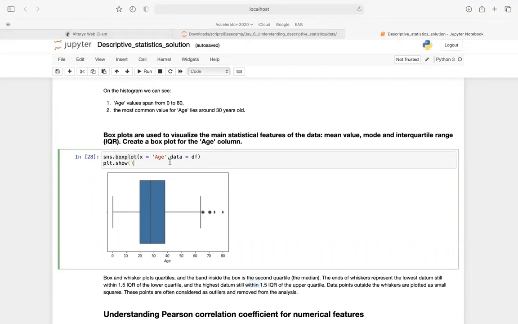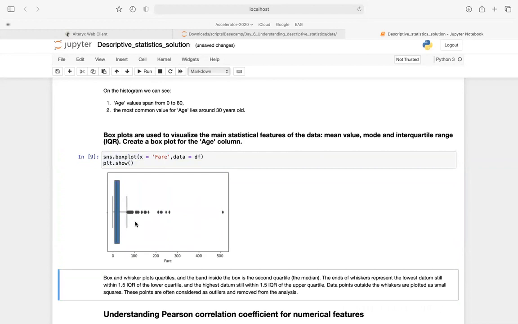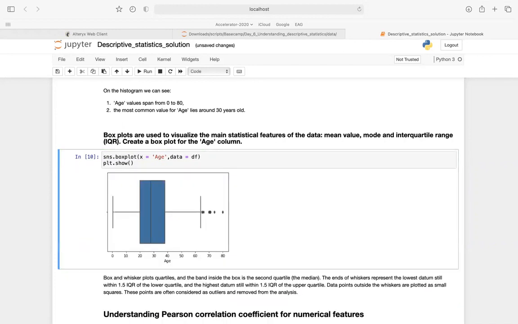Has everybody printed the box plot? Are you getting the results? We can even try with another column to understand. So I can say fair. Look at the distribution. Can you see this box plot? It's so different than what we had in the age. So this indicates that my data is in real good shape. My data is distributed well, right?